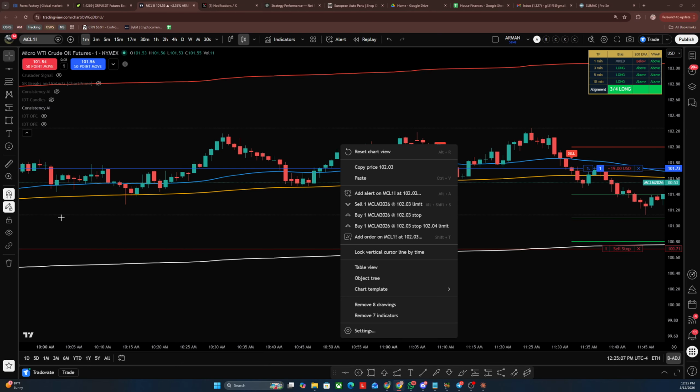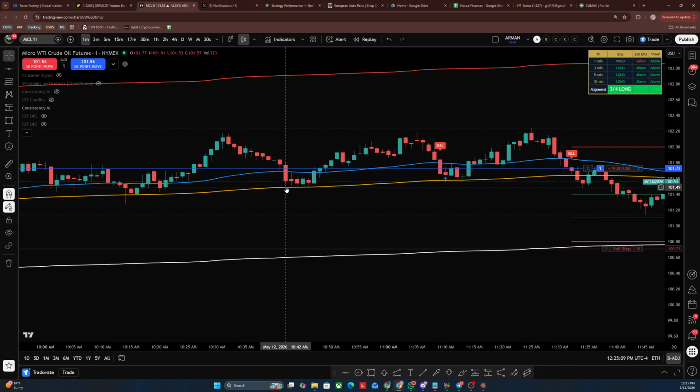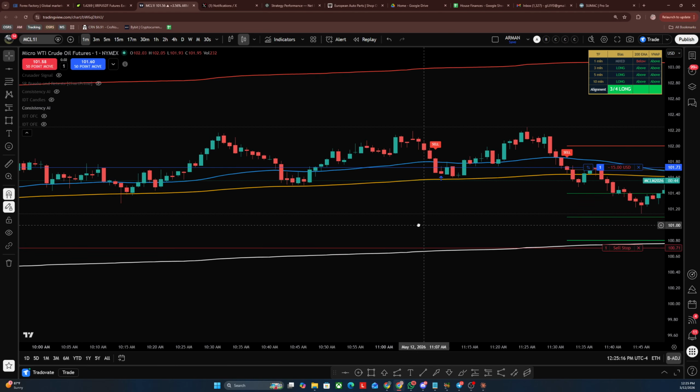So go add these two EMAs to your charts now and watch how price interacts with them over a week. You'll start to see the magic happen and you'll never want to trade without them again.